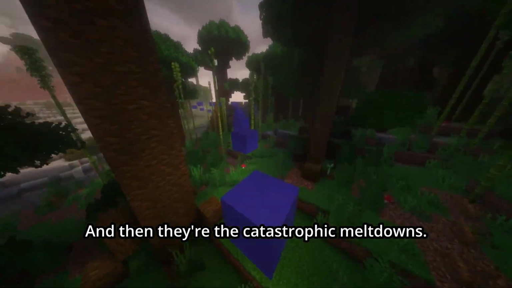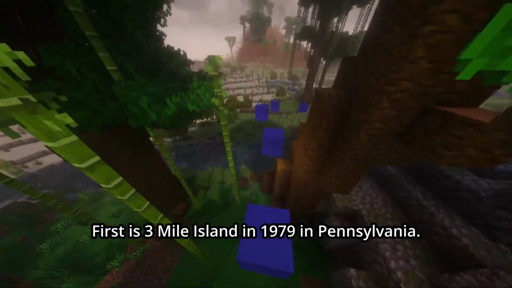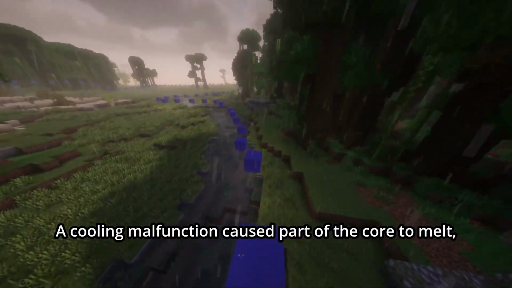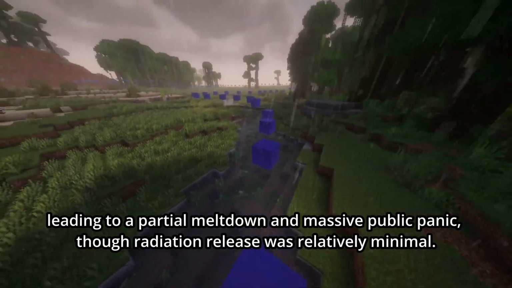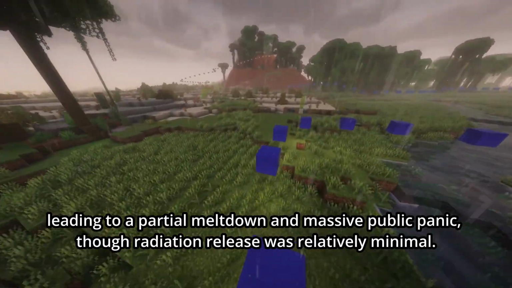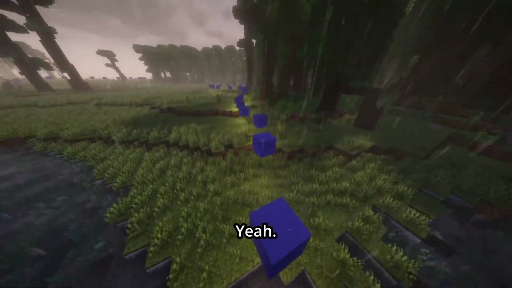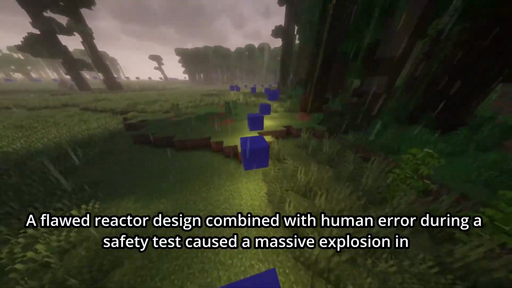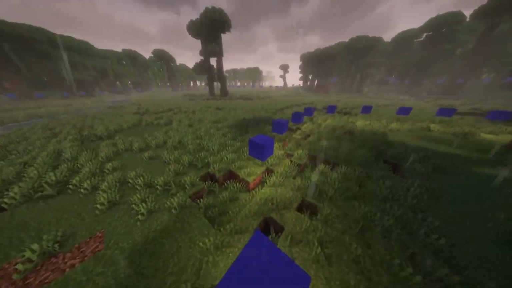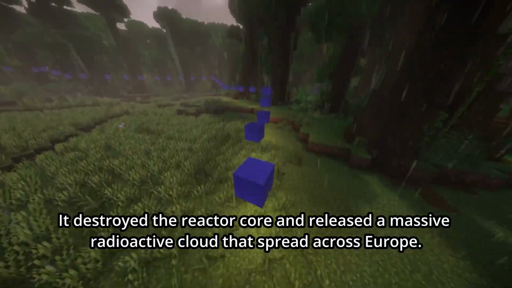And then there are the catastrophic meltdowns. Just like the oil spills, you need to know the three major nuclear disasters. First is Three Mile Island in 1979 in Pennsylvania. A cooling malfunction caused part of the core to melt, leading to a partial meltdown and massive public panic, though radiation release was relatively minimal. Then came the big one. Chernobyl in 1986 in Ukraine. Yeah. A flawed reactor design combined with human error during a safety test caused a massive explosion and fire. It destroyed the reactor core and released a massive radioactive cloud that spread across Europe.